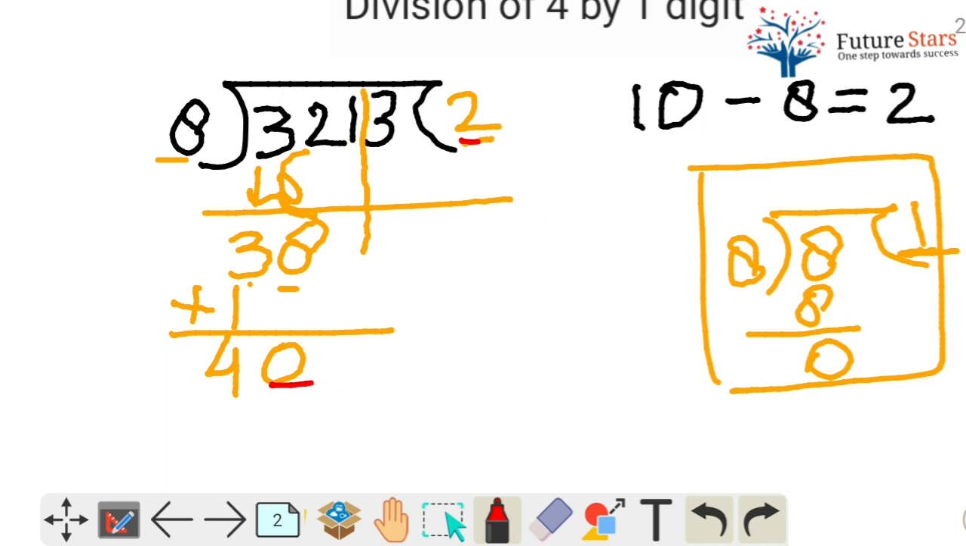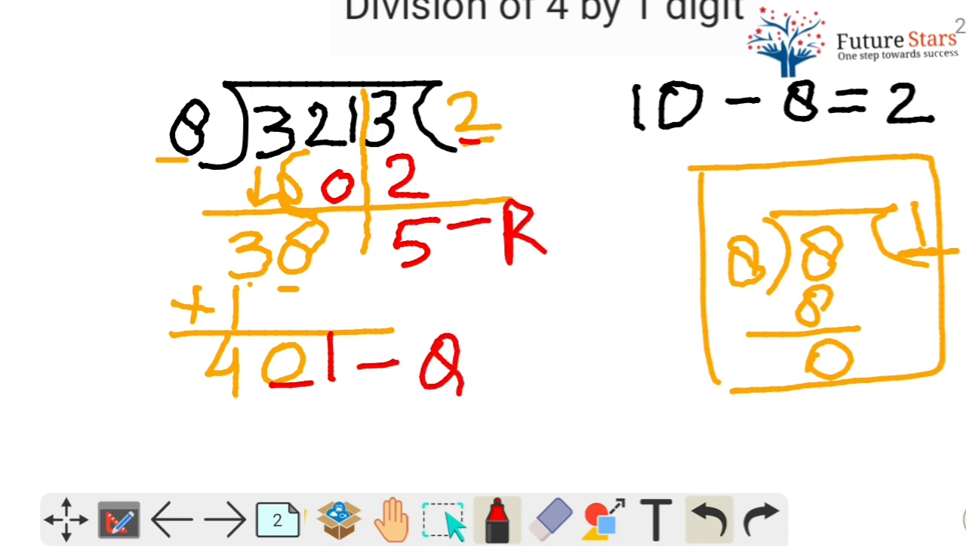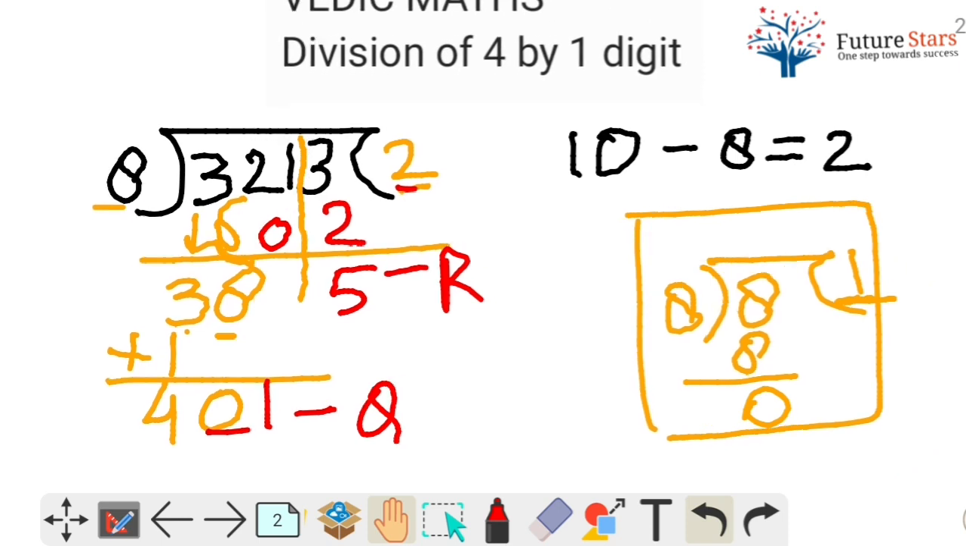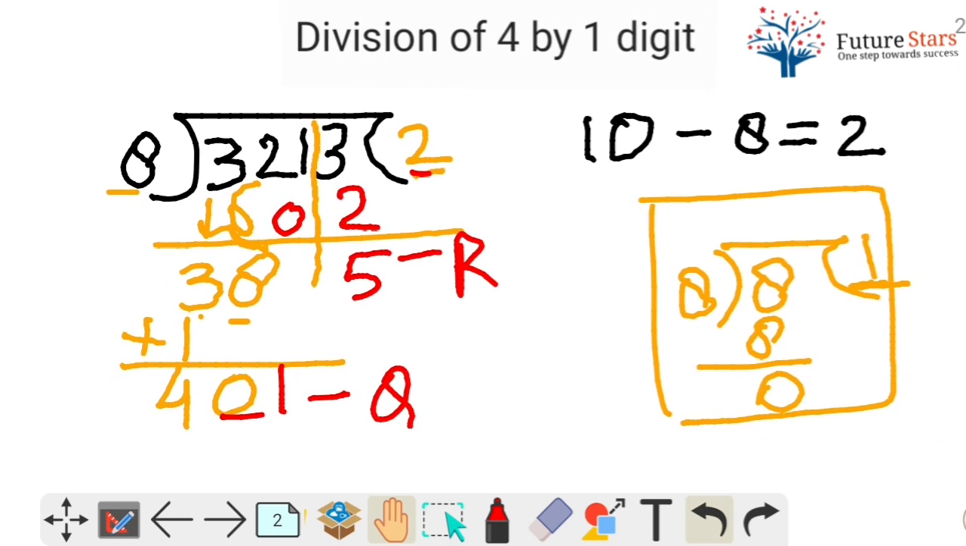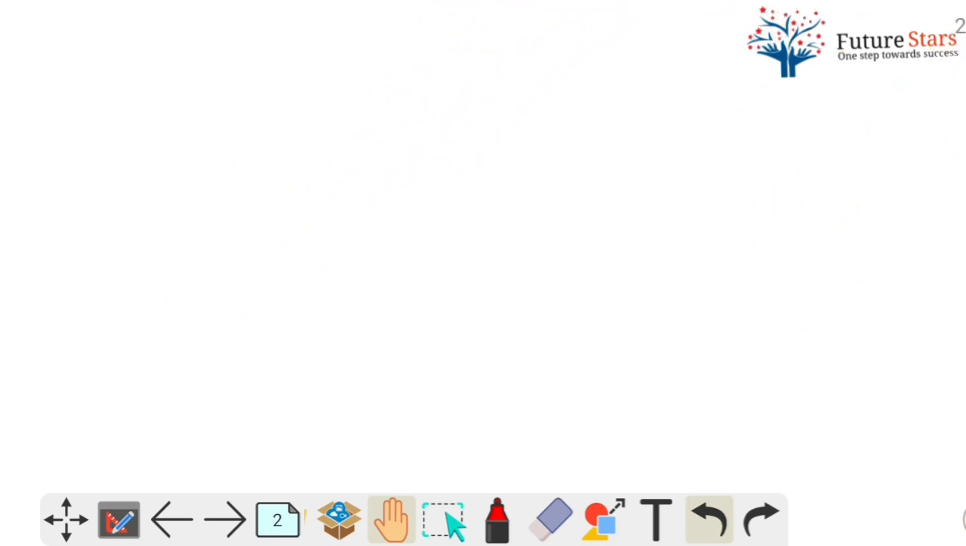See, 0 into 2 is 0. You will get here 1. Now 1 into 2 is 2. Here you will get 5. So this is your quotient and this is your remainder part. I hope you understood. If you have watched my previous video, part 1 of division of 4 digits by 1 digit, then you might have understood this much. Let's move on to the second question.